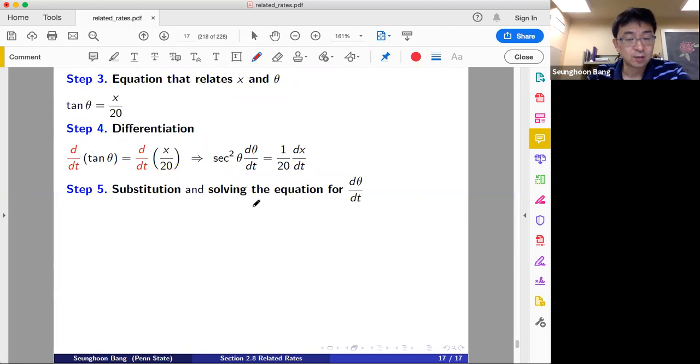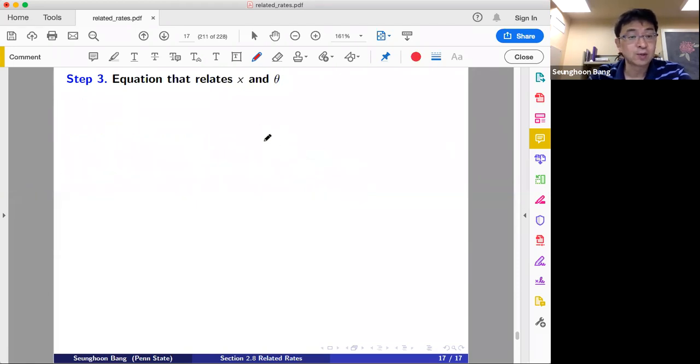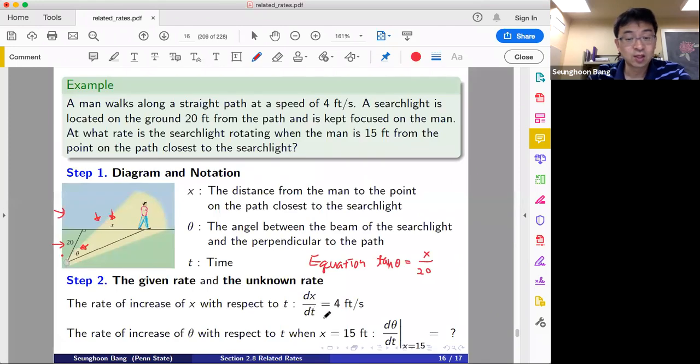The next thing: substitute and solve this equation for d theta over dt. If you solve this equation for d theta over dt, you can plug in the given information. From the previous step, dx over dt is given. Here, x is given. It's right. X is given. So what does it mean?